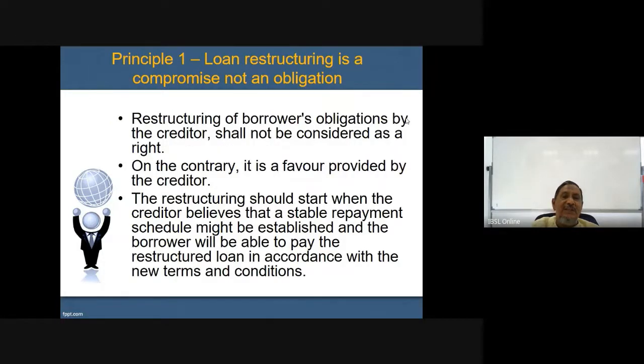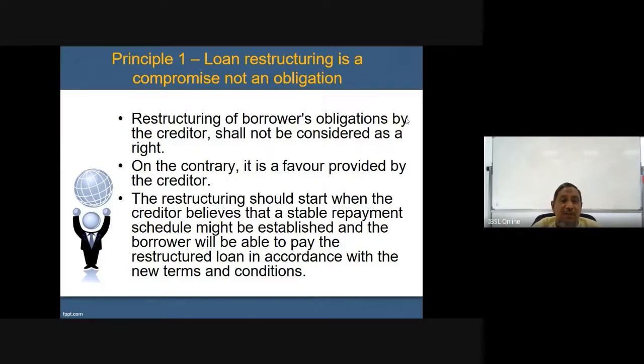Then the next principle is restructuring as a compromise, not an obligation. Restructuring a borrower's obligation by the creditor shall not be considered a right. It's not a right. On the contrary, it is a favor provided by the creditor. It is not a right of the borrower. It is a favor given by the bank or the creditor. Restructuring is by the consent of the lender.